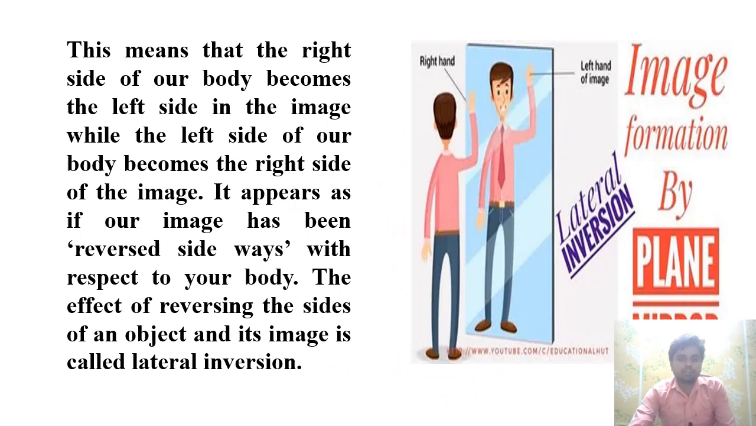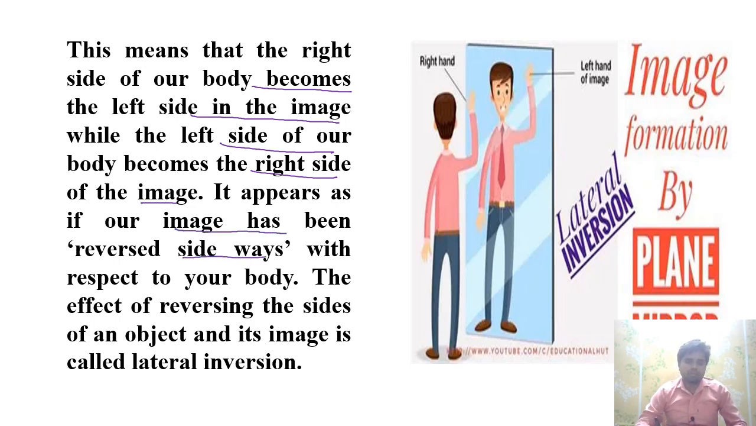Students, see what this means. The right side of our body becomes the left side in the image, while the left side of our body becomes the right side of the image. It appears as if our image has been reversed sideways with respect to our body. The effect of reversing the sides of an object and its image is called lateral inversion. So that is the definition of lateral inversion.